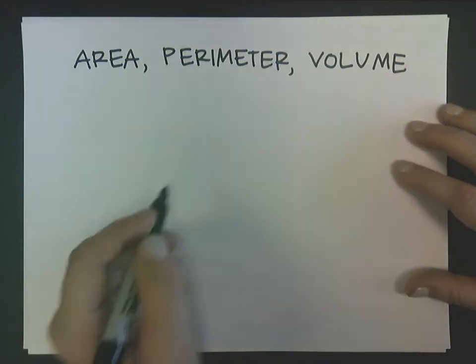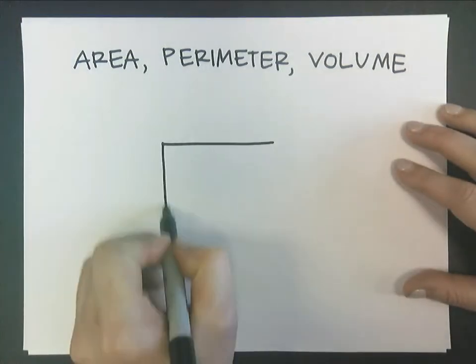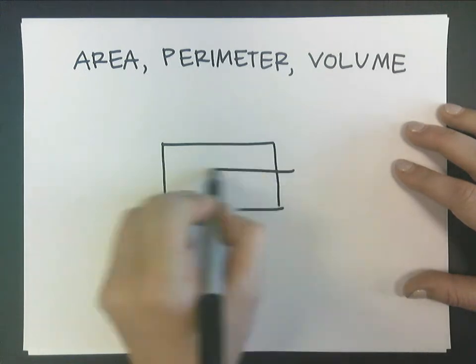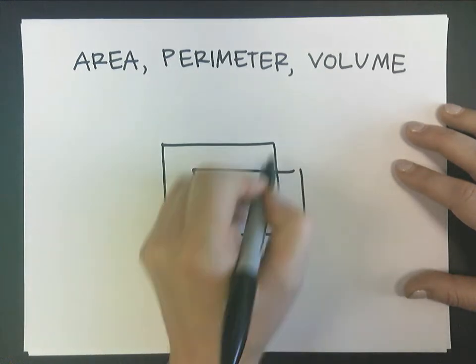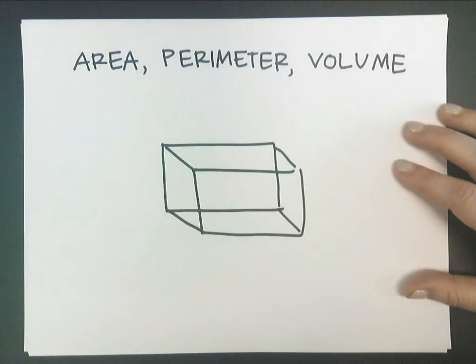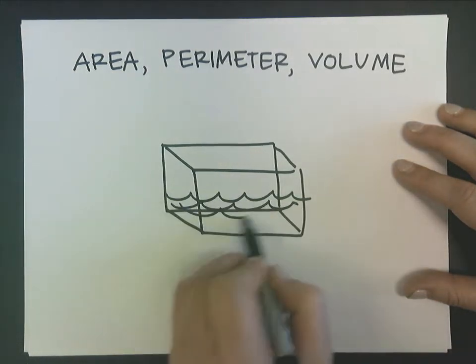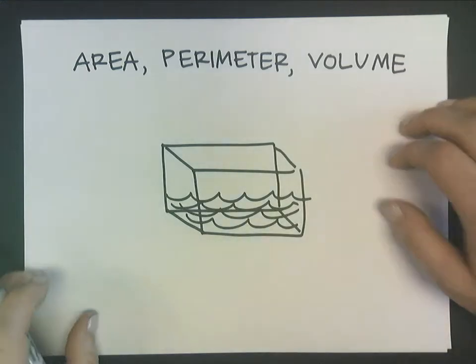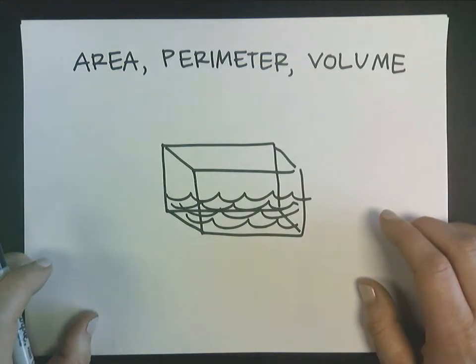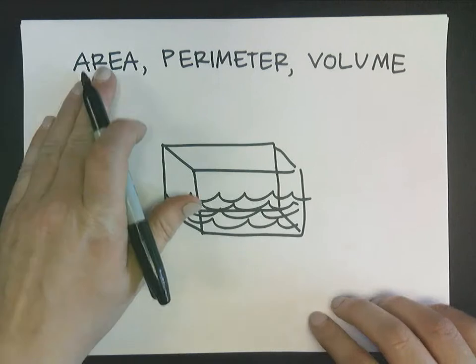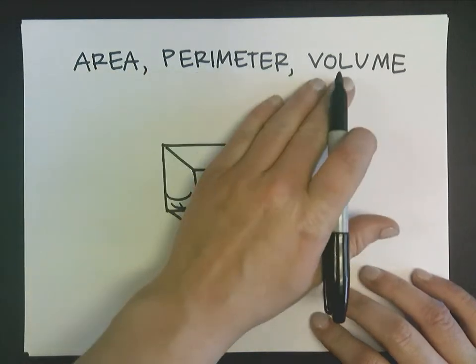So if we have something, say a fish tank, here's our fish tank. It's going to be filled with water, probably some fish swimming around in there. And someone asked you to measure this fish tank. There are a couple of options. You could find the area, you could find the perimeter, or you could find the volume.